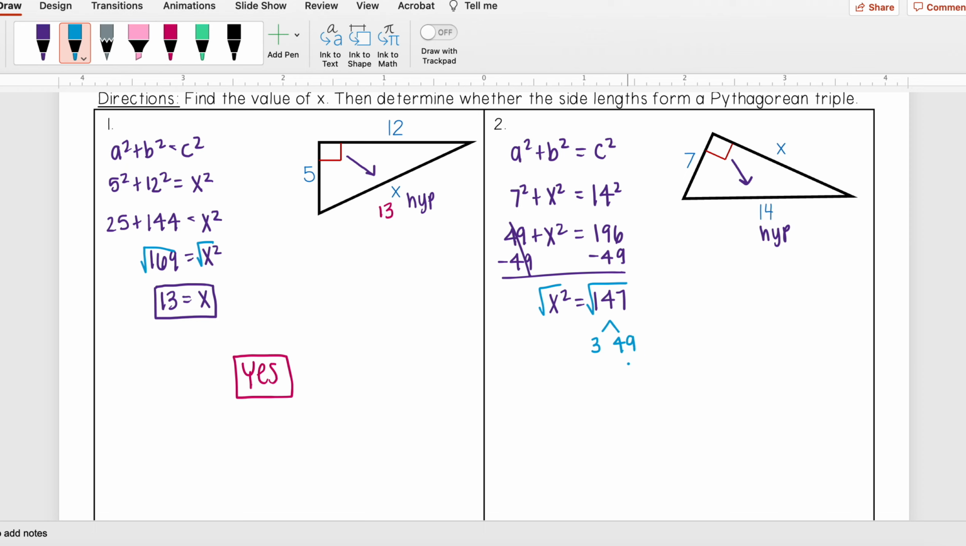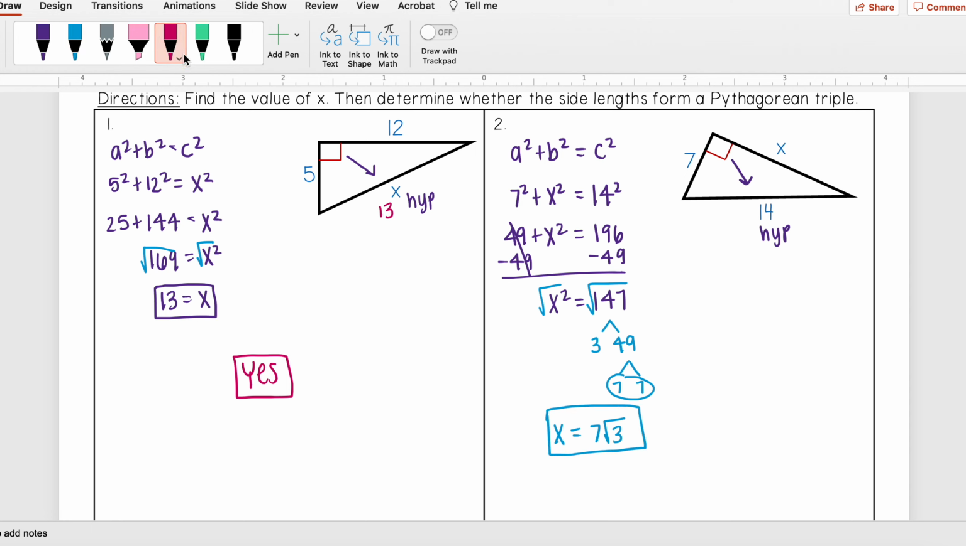And then I see that 49 can be broken down into 7 and 7. And so I see this 3 can't be broken down any further. I do have a pair of 7s that come out. So x is going to be equal to 7 times the square root of 3.